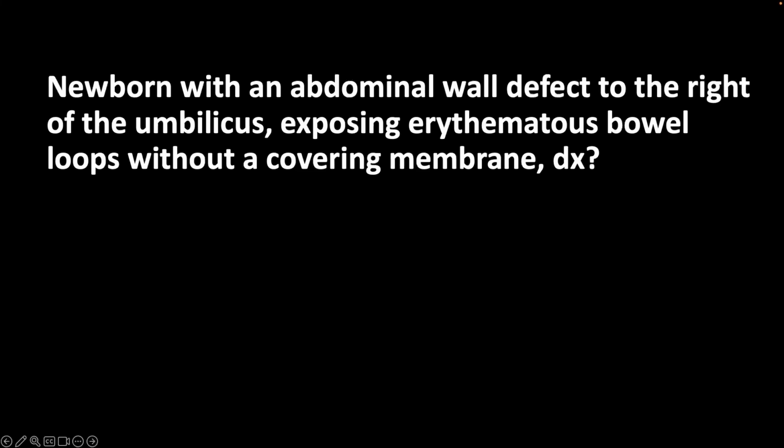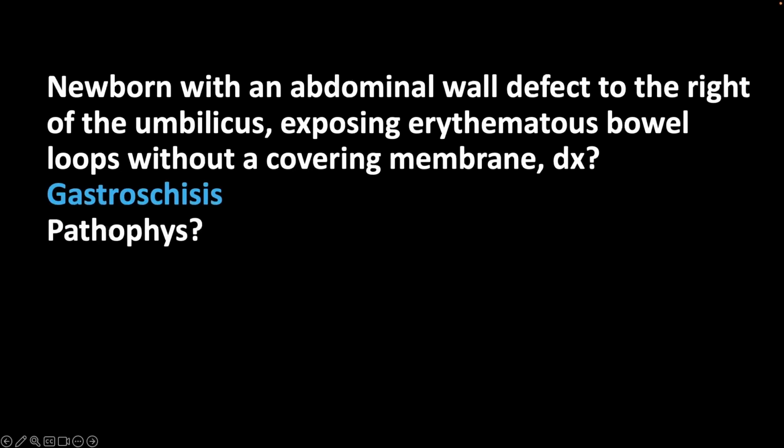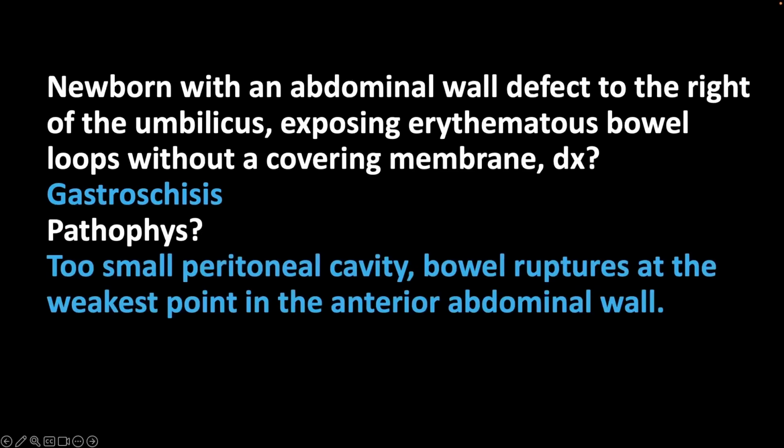Now we have a newborn with an abdominal wall defect to the right of the umbilicus, exposing erythematous bowel loops without a covering membrane. What's the diagnosis? This would be gastroschisis. And what's the pathophys of gastroschisis? You have too small of a peritoneal cavity, so bowel ruptures at the weakest point in the anterior abdominal wall.